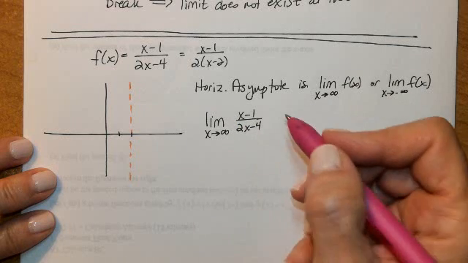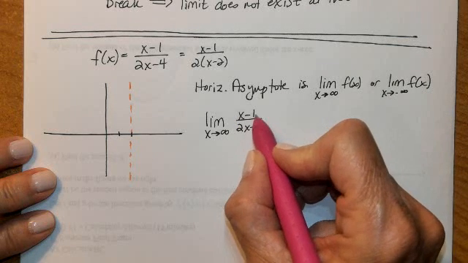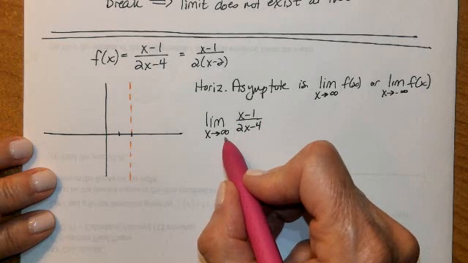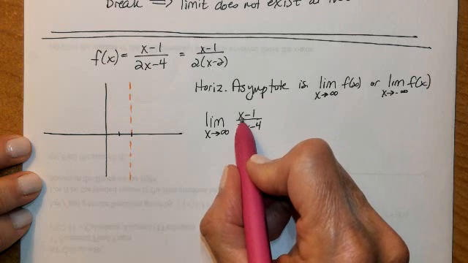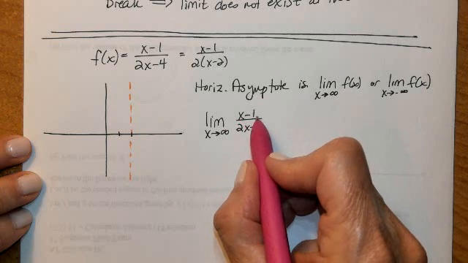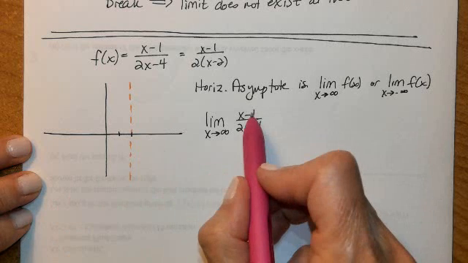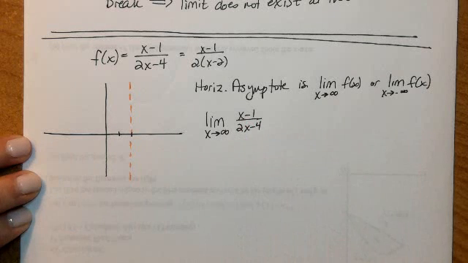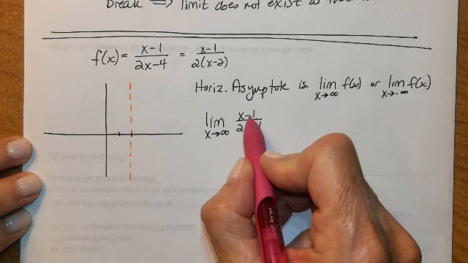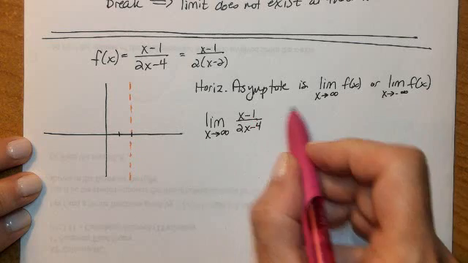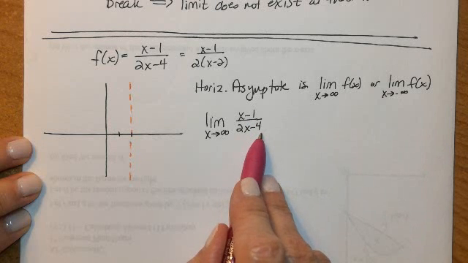Here's what I'd like you to start to do. This minus 1 on top, if you have the biggest number that you can possibly think of, and you plug it in for x, and then you take 1 away from it, is this minus 1 going to have any effect on your large number? No, it is negligible. This minus 1 is negligible. Same with the minus 4.